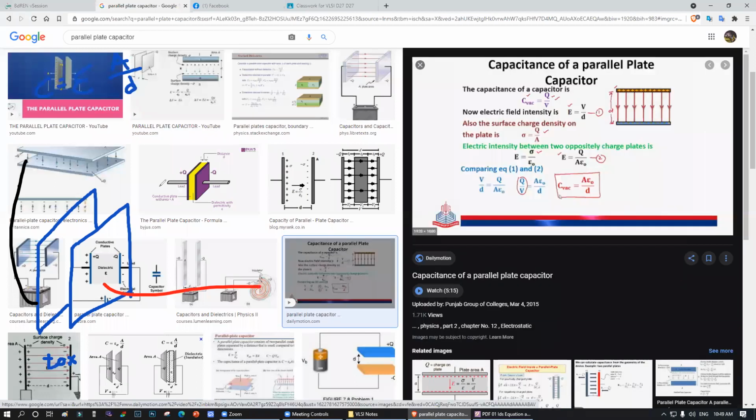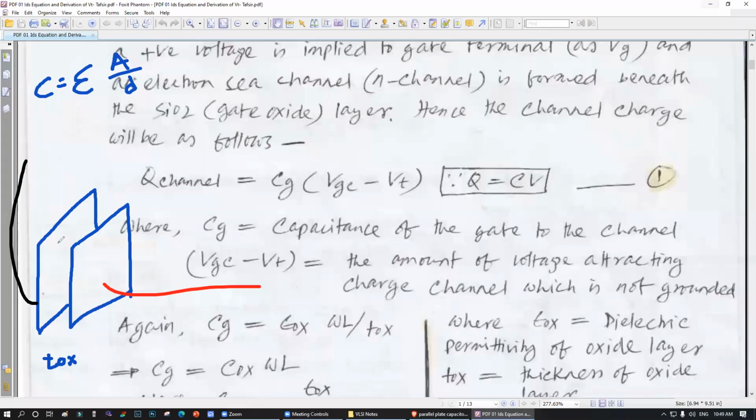Now if you use vacuum, it should be epsilon O, right? If you use oxide, you will use the oxide value. If you use air, you will write the value for air. Whatever you are using in the middle, you will write. So what about A? A is WL, so we write W and L. What about D? D is our thickness, so TOX. And it is called EOX.